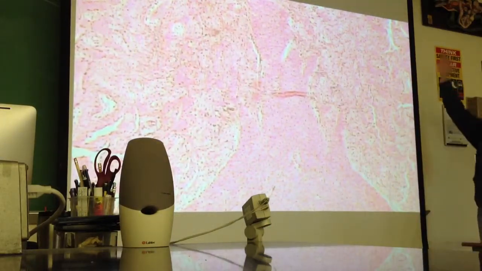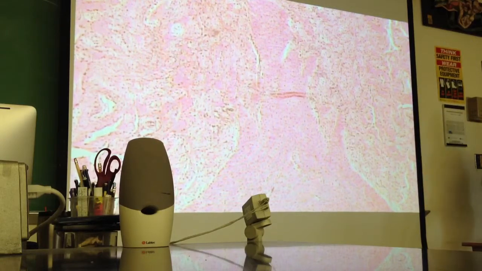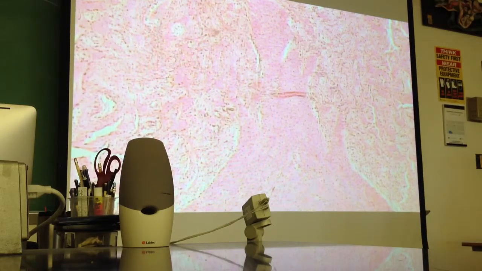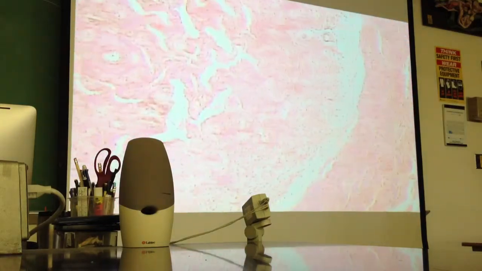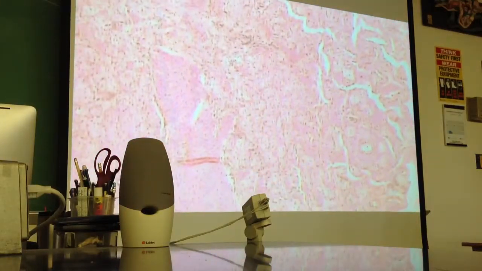You'll see that it's this big circle right here, okay? So here's our big circle. There's one corpus cavernosum right there.